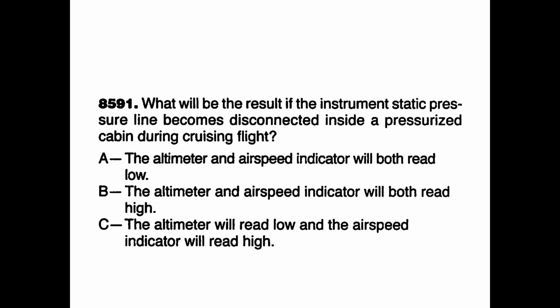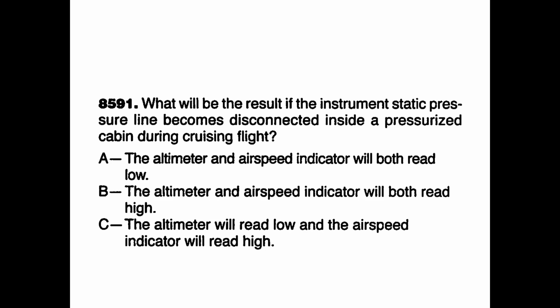So what does it say? The altimeter and airspeed indicator will both read low, or B, they'll both read high, or C, the altimeter will read low and the airspeed indicator will read high. Now, I think if you can come up with the altimeter, you should be fine on that.